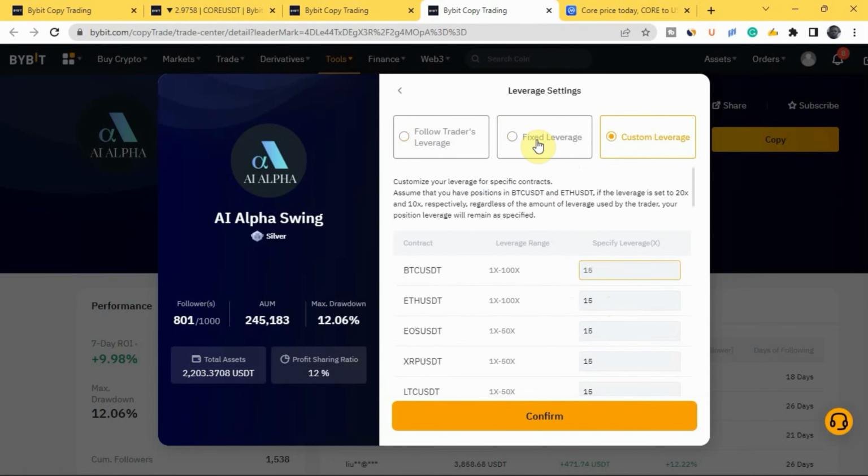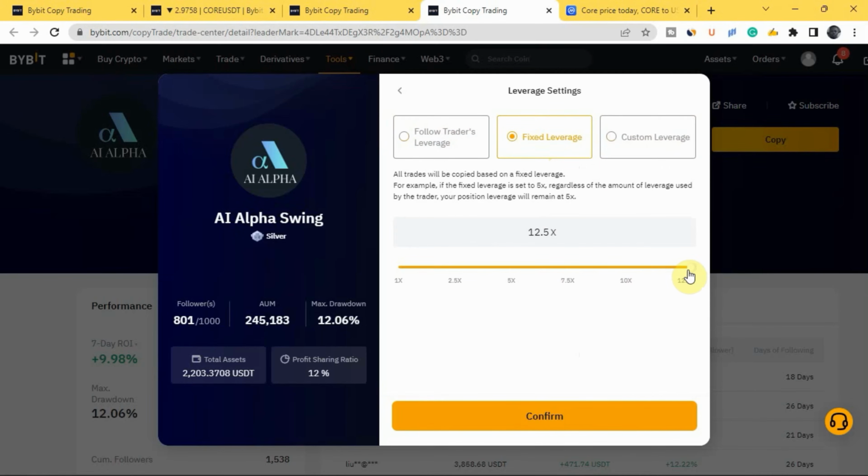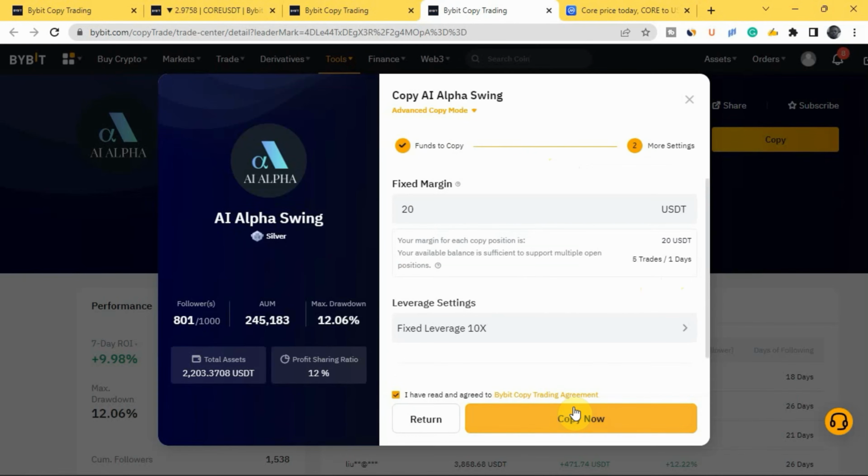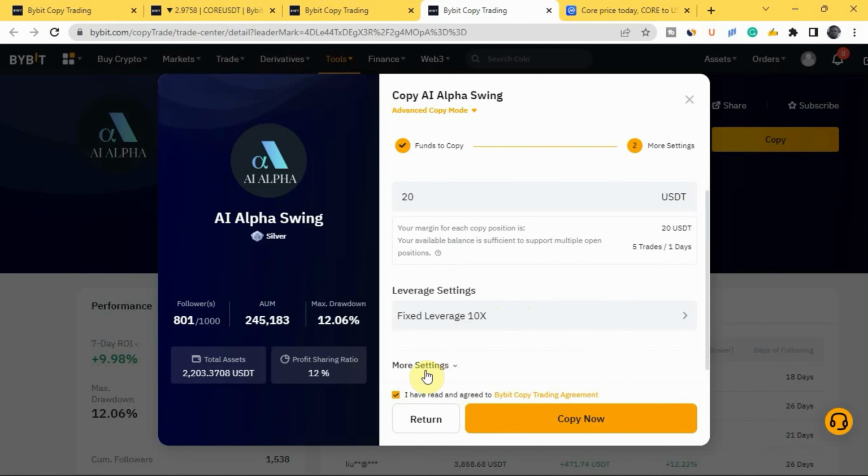So for me, let's say I want to pick a fixed leverage. Let's say I want to always use 10x leverage. Let me pick 10x leverage right here. So if I want to use 10x leverage, I'll pick 10, and then I tap on confirm. And then once you've done that, just click on I have read and agreed to the Bybit copy trading agreement, and tap on copy now.